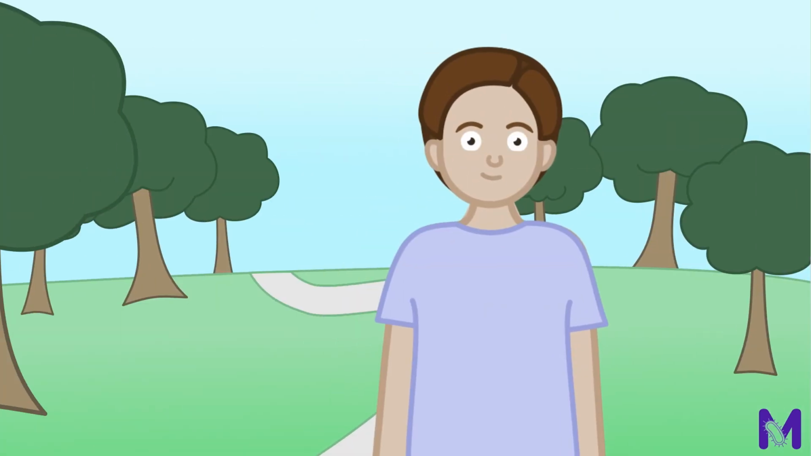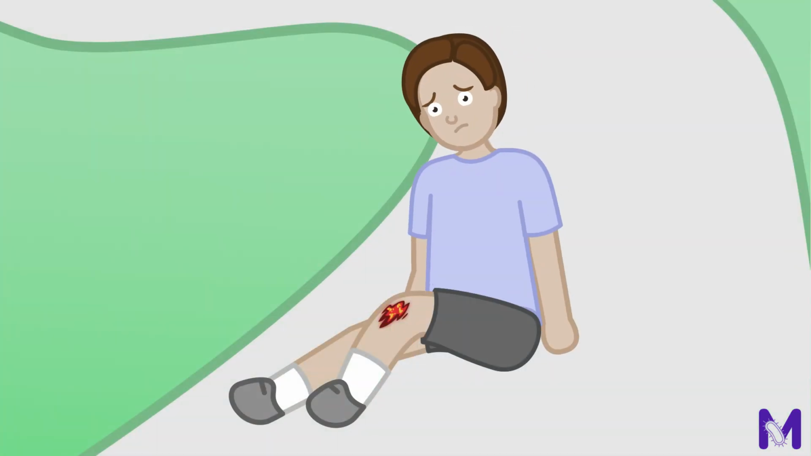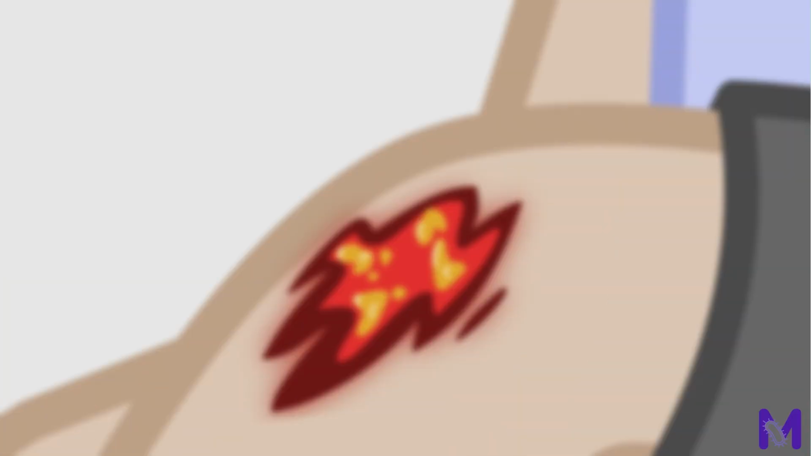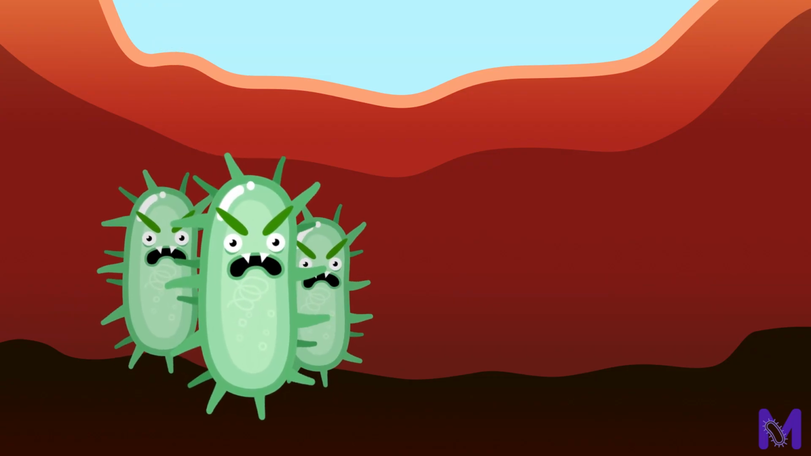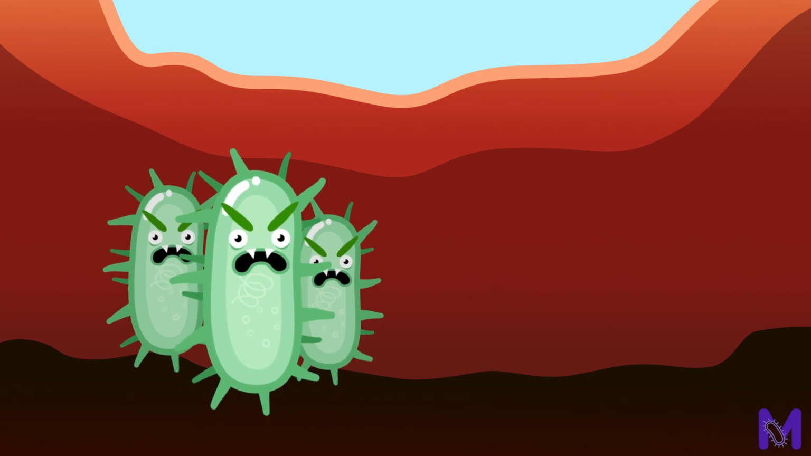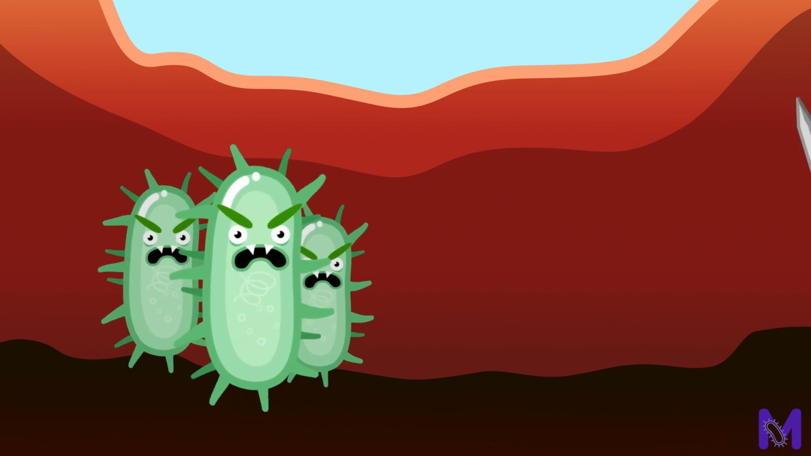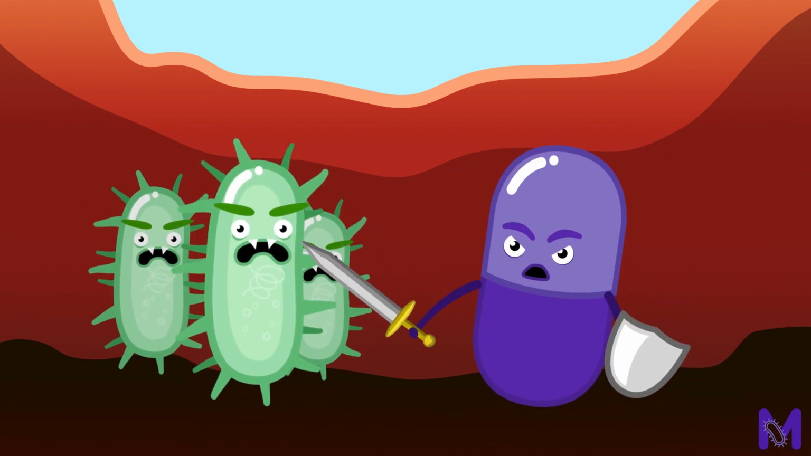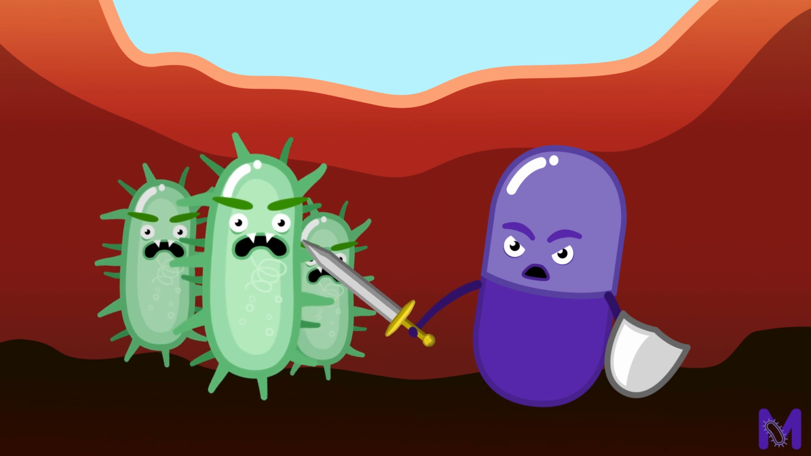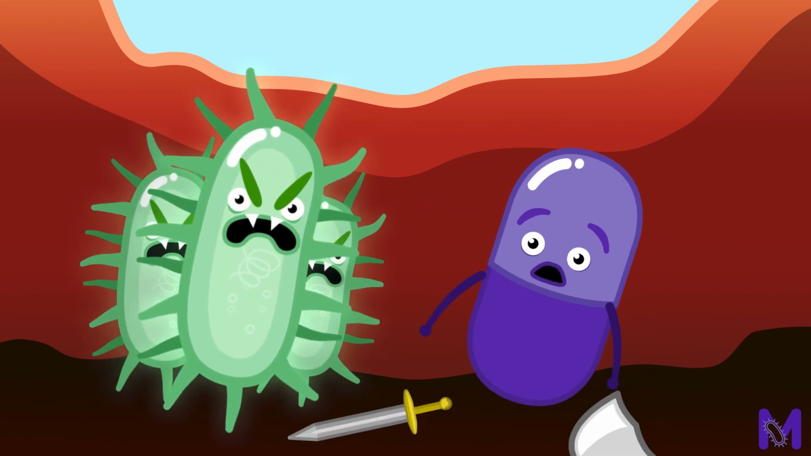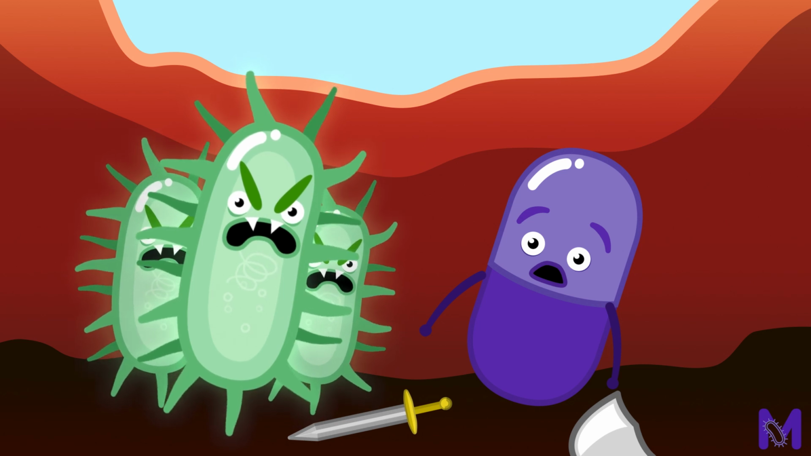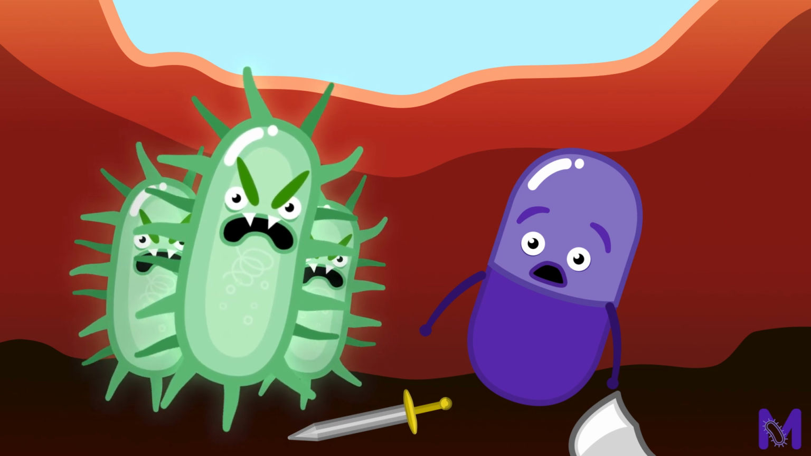So, how do bacteria cause infection? Imagine you are walking in the park, but you trip and cut your knee. Bacteria can enter the wound through your damaged skin and begin to multiply. This causes a bacterial infection. Antibiotics have revolutionised medicine by giving us the ability to treat bacterial infections effectively. But like all living organisms, bacteria adapt to survive and over time have developed ways to resist antibiotics.